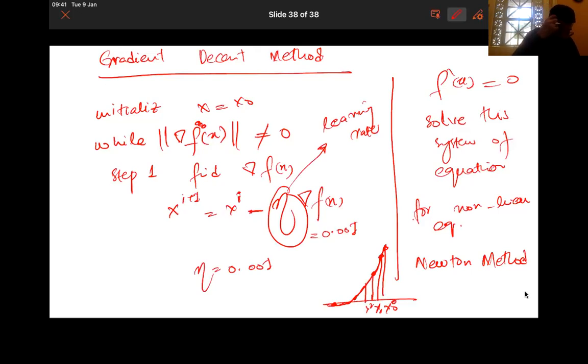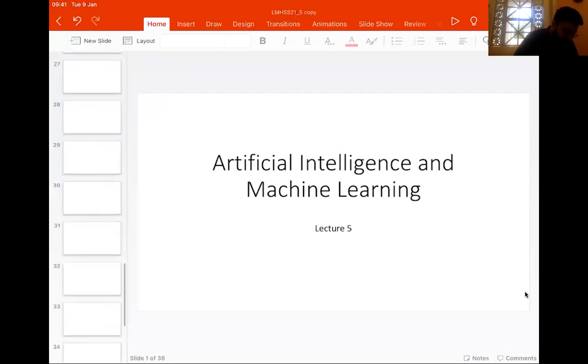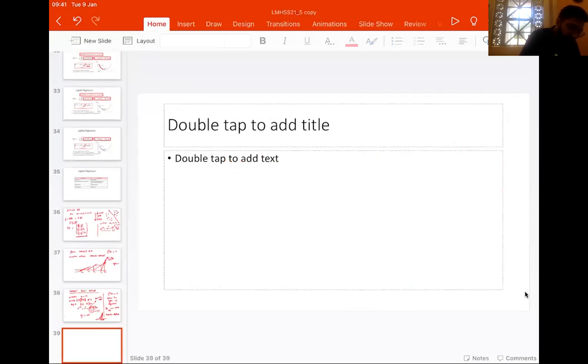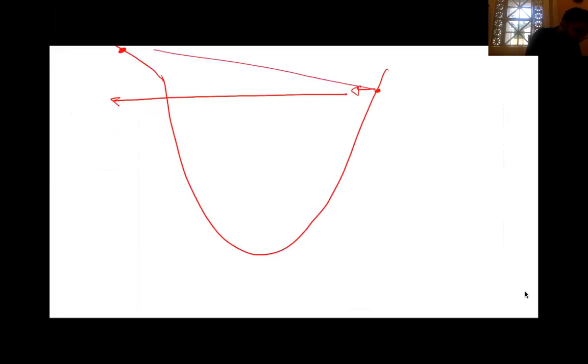Why do we need this learning rate? This is a topic for tomorrow's lecture, but I'll give some explanation as to why we want to have this learning rate. Imagine this is your cost function. You are here. You have identified the direction in which you should go to decrease your function. But what if you take a very large step in this direction? You would reach somewhere here, and now your function value has actually increased. It's not decreased because your step was so large.